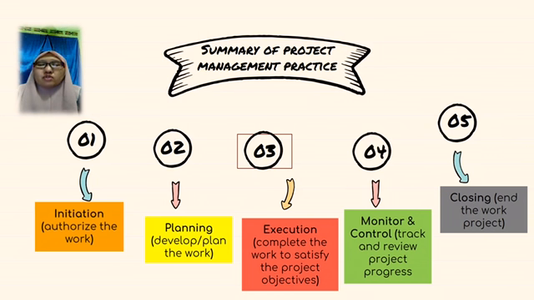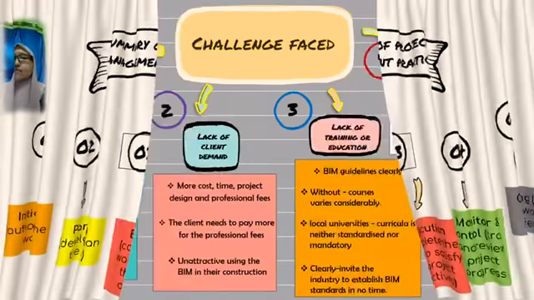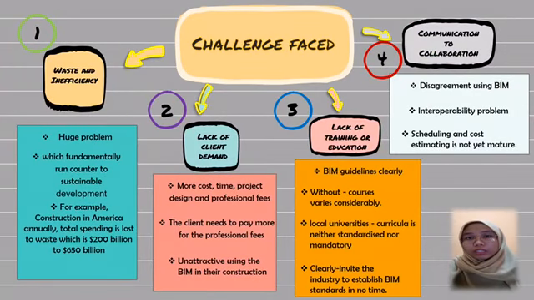My part is the challenges faced when implementing BIM in construction. Firstly, waste and efficiency. In the construction industry, there are hard problems such as waste and efficiency, which fundamentally run counter to sustainable development. Secondly is lack of client demand. BIM needs more cost, time, project design, and professional fees. Some clients are reluctant to use BIM in their construction because the professional fees are high.